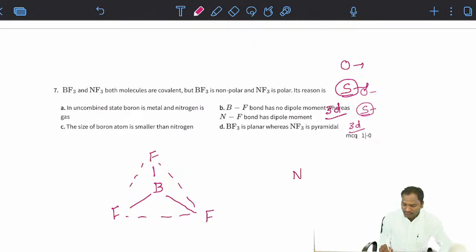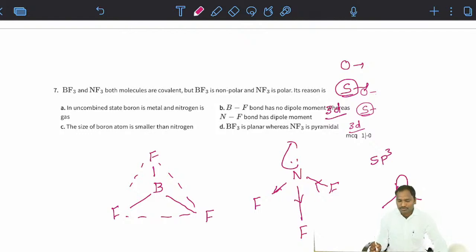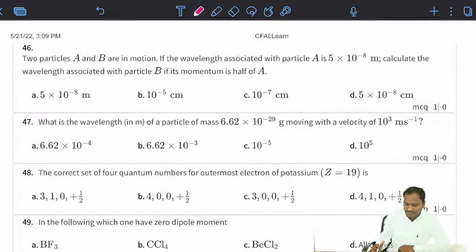In the case of NF3, nitrogen undergoes sp3 hybridization and there is one lone pair. You know, for an sp3 hybridized molecule, regular geometry is tetrahedral. Since there is one lone pair, the shape is pyramidal. Here polarity is like this. There is a resultant polarity, and net polarity will not be cancelled. So NF3 is polar, dipole moment is not equal to 0. In BF3 there is no net polarity.